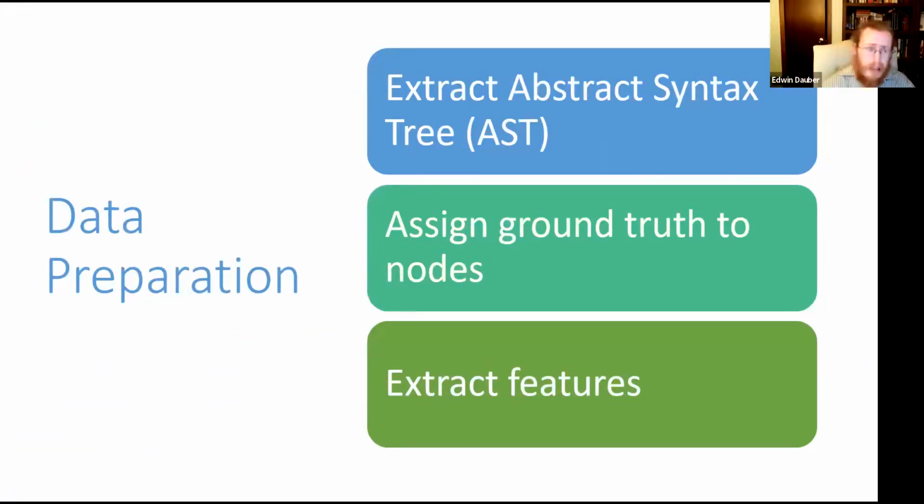So to prepare our data, we start by extracting the abstract syntax tree. We assign ground truth to nodes, although I'll note there are issues with that. Our ground truth is really at the level of lines, not at AST nodes. And in order to do this assignment, we had to sort of reverse engineer the parsing to link back nodes to the lines from which they originated. And this is just a simple fact of the tools that are available for parsing and for identifying authors of these projects. We then proceed to extract the features.